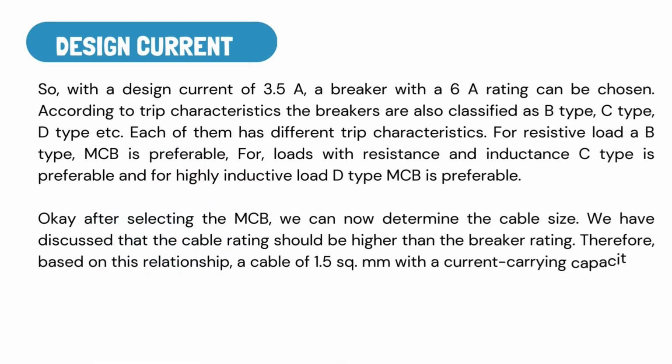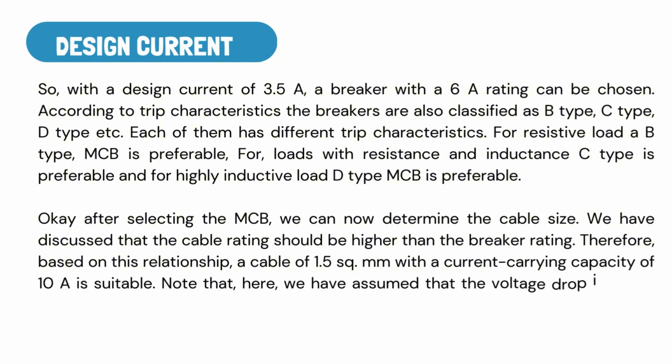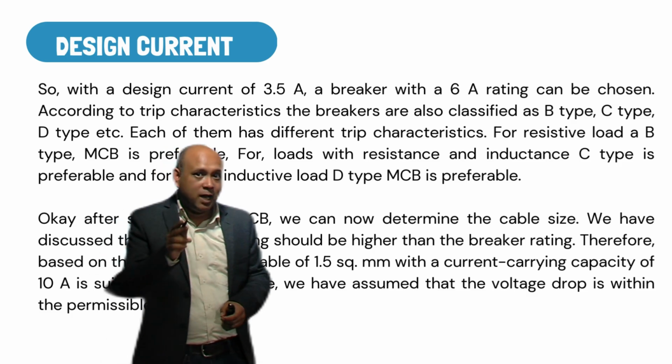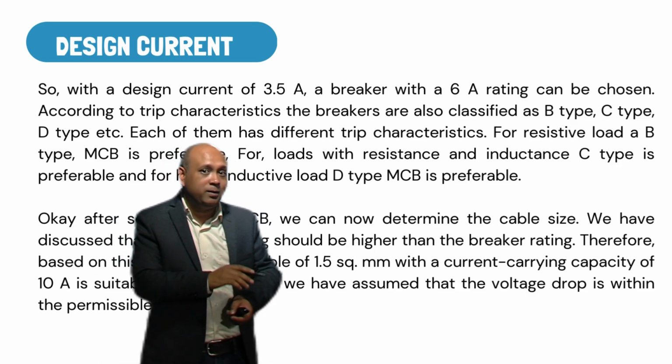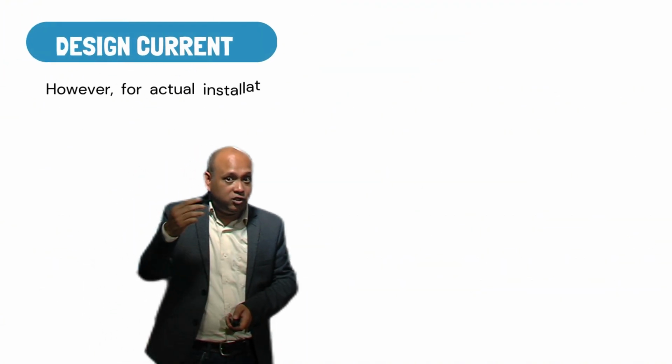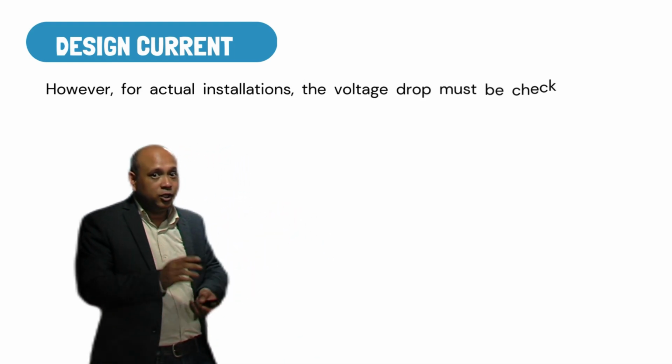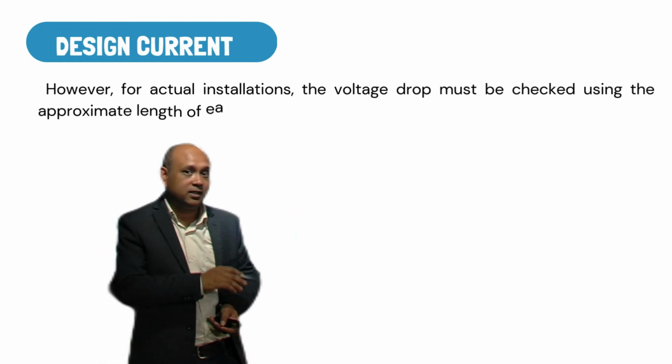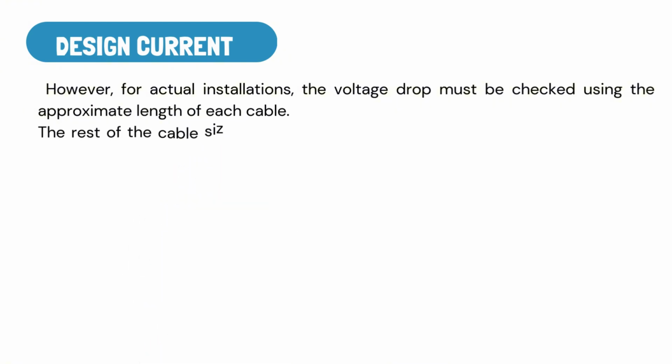Okay, so after selecting the MCB, we can now determine the cable size. We have discussed that the cable rating should be higher than the breaker rating. Therefore, based on this relationship, a cable of 1.5 square mm with a current rating of 10 amperes is suitable. Note that here we have assumed that the voltage drop is within the permissible limit. However, for actual installations, the voltage drop must be checked using the approximate length of each cable and the process that we have discussed earlier. The rest of the cable sizes are also calculated in a similar manner.